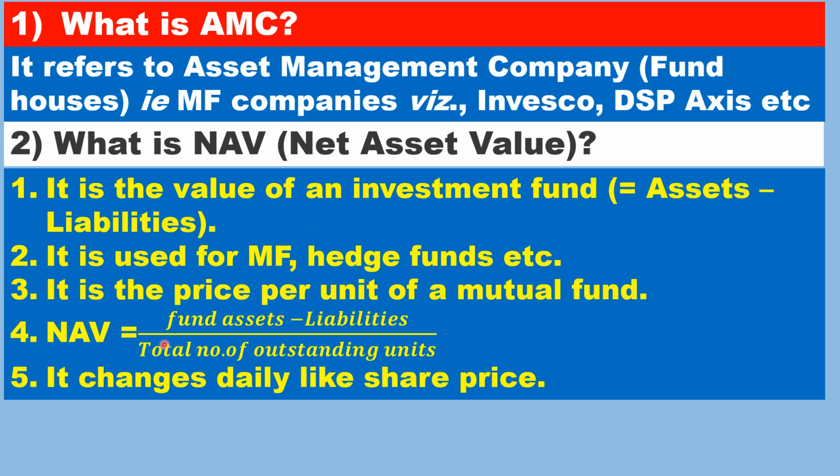So how is it calculated? NAV is the fund assets, what are the assets they have in that fund, minus liabilities, what are the charges, divided by the total number of outstanding units. In the share market they call them shares. In mutual funds they call them units. Like share prices, it also changes daily, every day, every minute. So the NAV also changes.